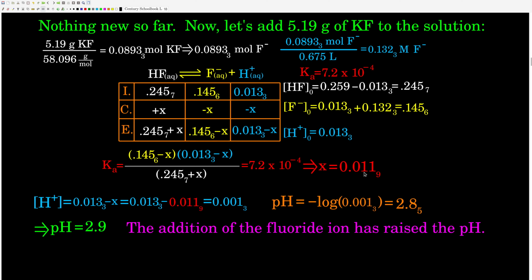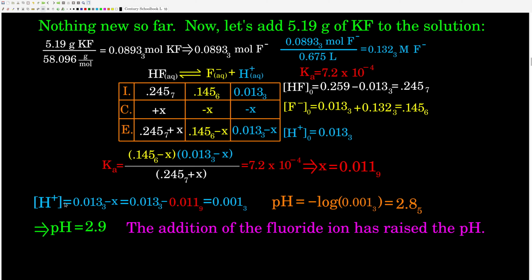It certainly is not less than 5% of 0.133, so we couldn't neglect it here. And it's not 5% less than this, so if we wanted to try an assumption, we couldn't neglect it up here. Maybe down here. It's less than 5% of this, I believe. And that would make our life, at least quadratic, easier. But we just solved it, and we have our new x, right?